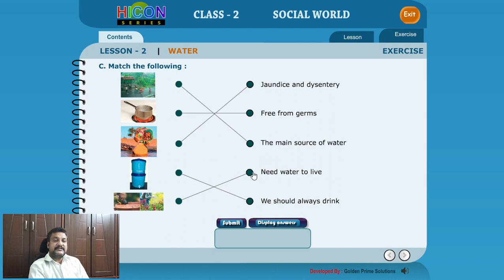So the first image is rain, which is the main source of water. Second is water being boiled, which makes the water free from germs. Third one, water from these open sources can cause jaundice and dysentery. Fourth one, water purifying system. The pure water is something that we should always drink. Fifth one, birds, animals and plants also need water to live. Right? So I'll leave the screen for a while. We can just go through that once.